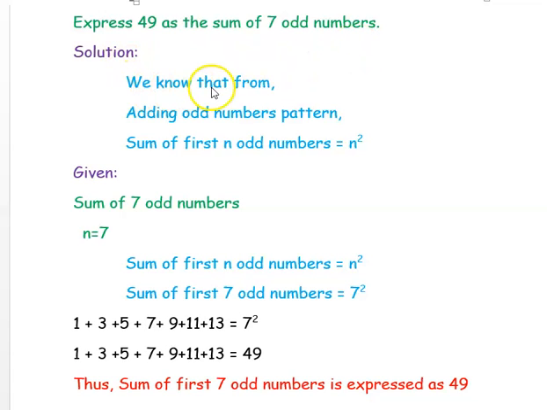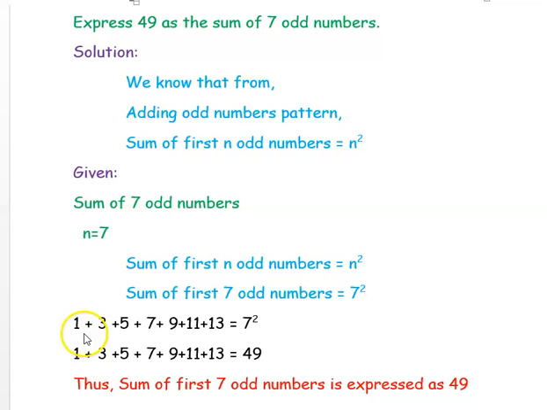So solution, we know that from adding odd numbers pattern, sum of first n odd natural numbers is equal to n square. This is the formula. So it's given sum of 7 odd numbers. So we can take that n equal to 7. So sum of first n odd numbers is equal to n square. This is the formula we are going to use. So sum of first 7 odd numbers is equal to 7 square. Instead of n, we have substituted 7.